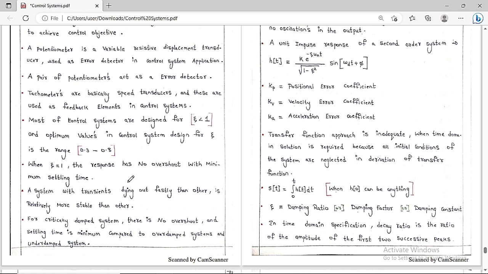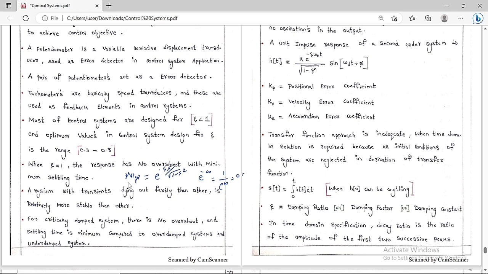So I already told you the formula. What is the peak overshoot? The peak overshoot formula is Mp equals e to the power of minus zeta pi by under root of 1 minus zeta square. Suppose zeta is equal to 1, then what is going to happen? e to the power of minus 1 by 0. 1 by 0 is nothing but infinity. So e to the power of minus infinity simply means 1 by e to the power of infinity, which is equal to 0. You can see it clearly from this picture also. So the peak overshoot is equal to 0 whenever zeta is equal to 1.